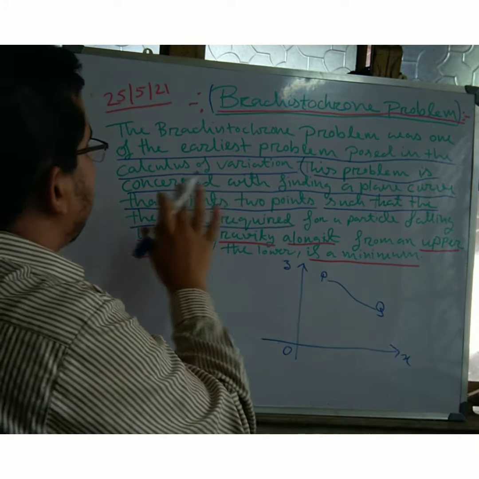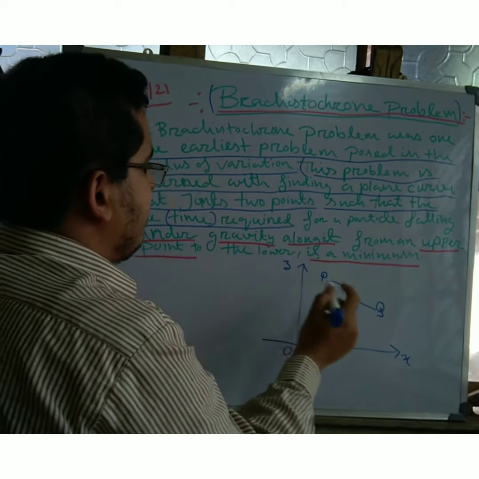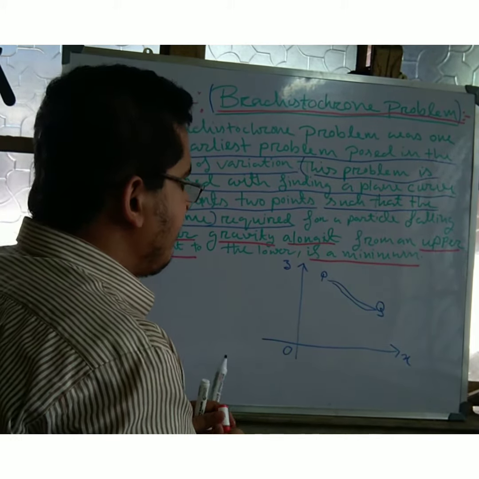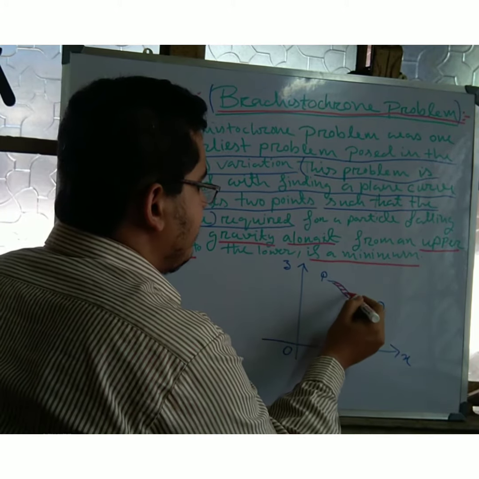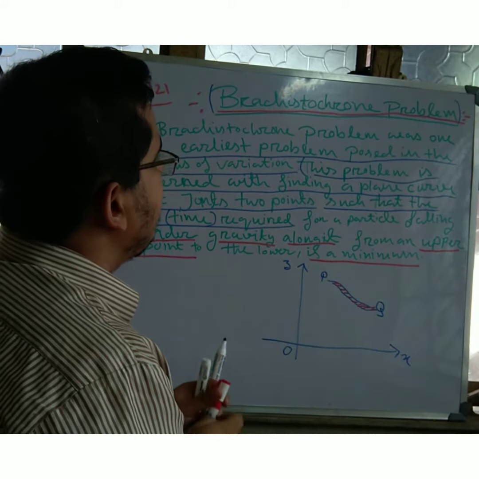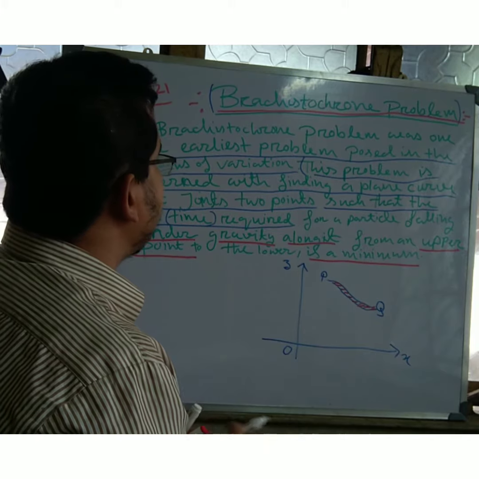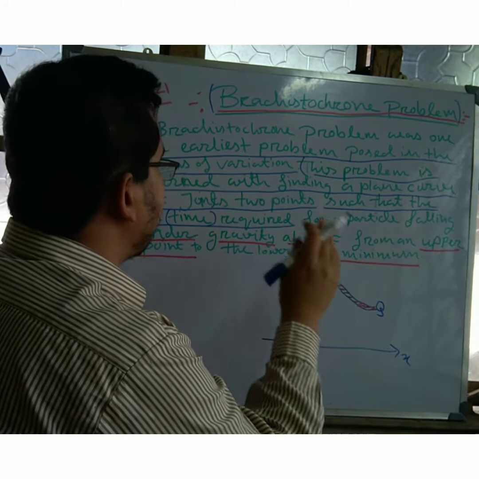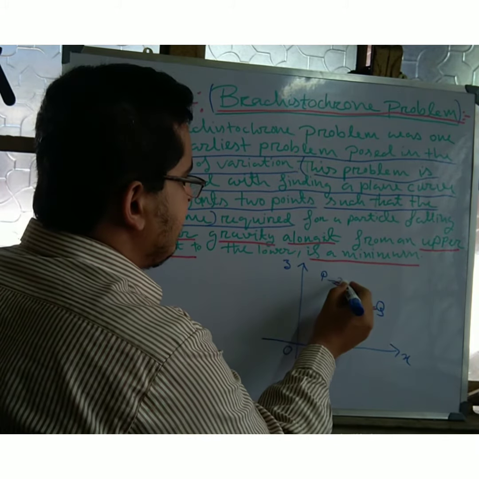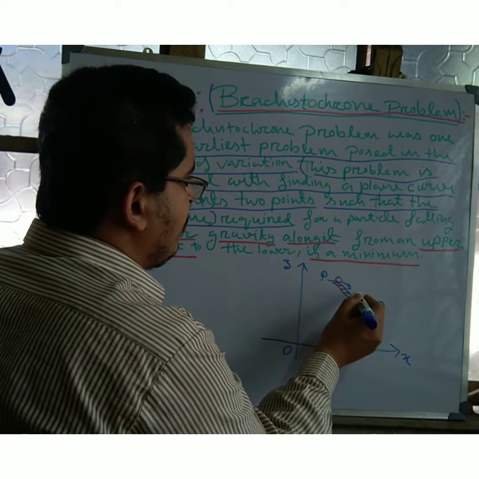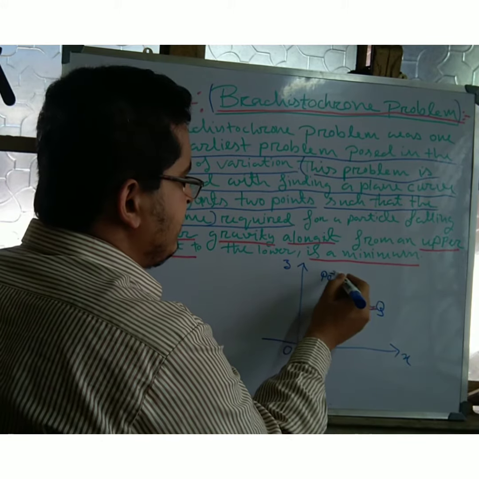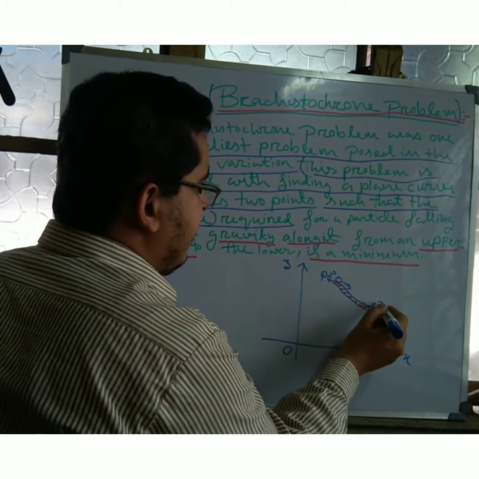This problem is concerned with finding a plane curve. I have to find out this plane curve. Friends, I have to find out this plane curve joining the two points, such that the time required for a particle falling under gravity from an upper point to the lower is minimum. So friends, this is the particle. This particle should go from the upper point, and the particle will come down here.